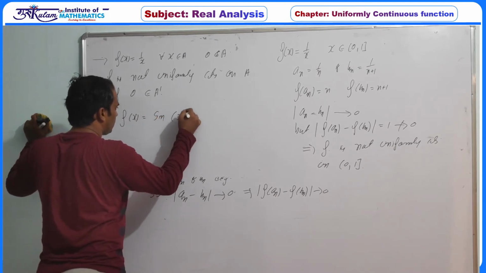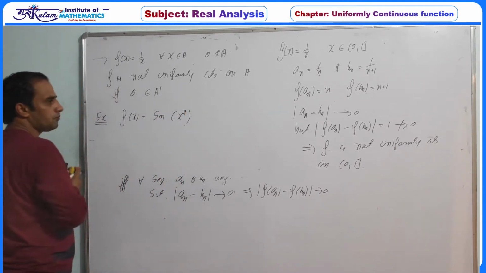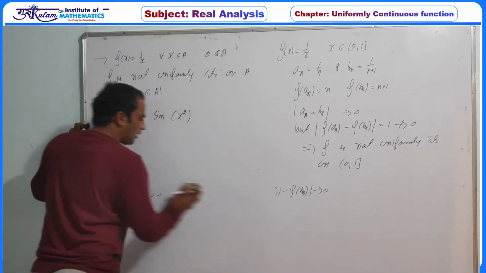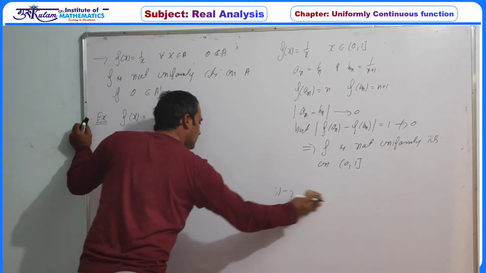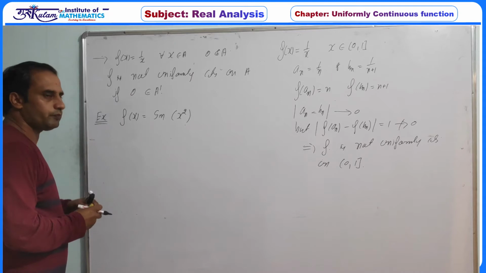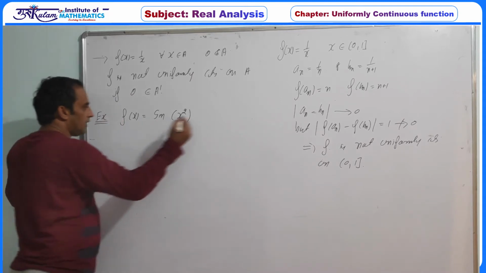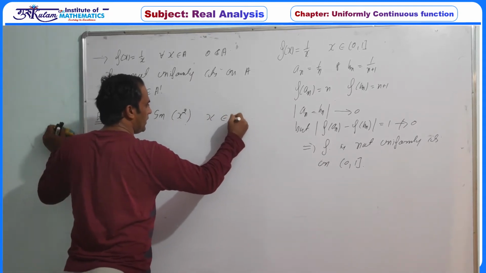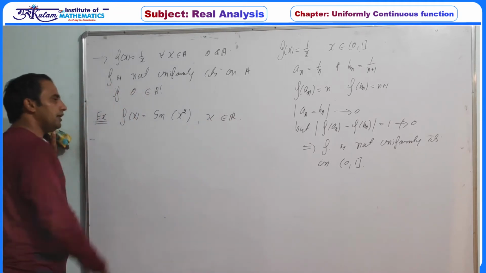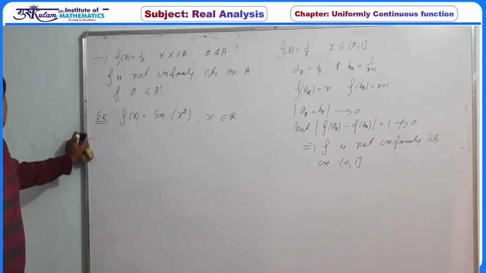Next, another example: if we take f(x) = sin(x²), f(x) = sin(x²), and say x belonging to the whole real line. Now we have to verify the region on which this function is uniformly continuous.